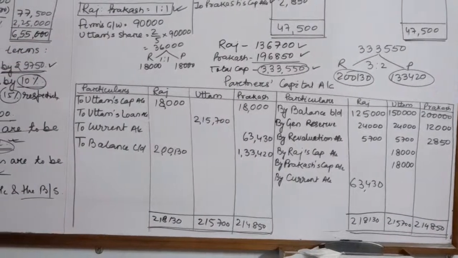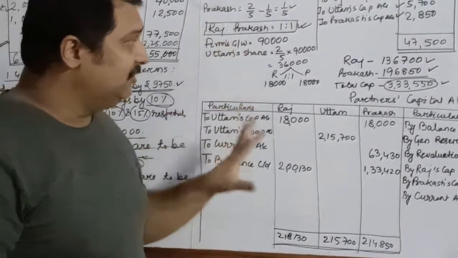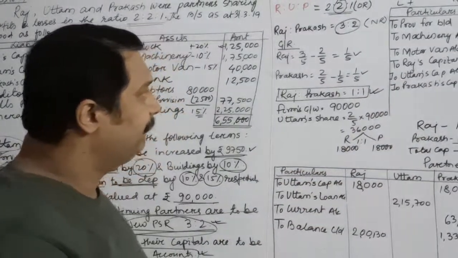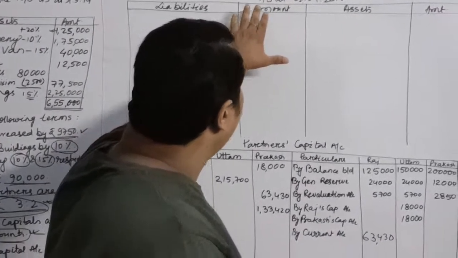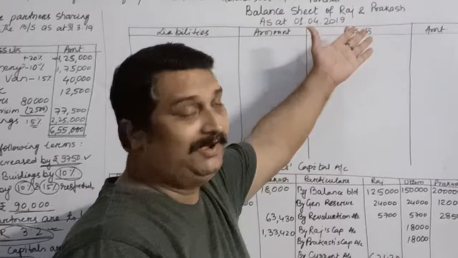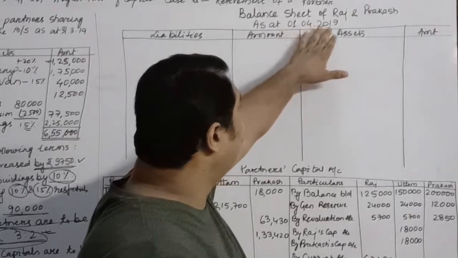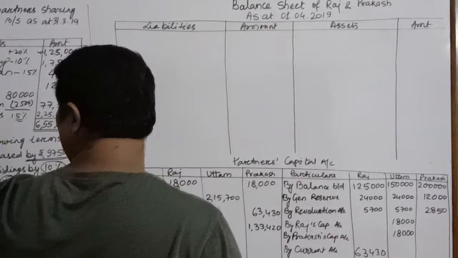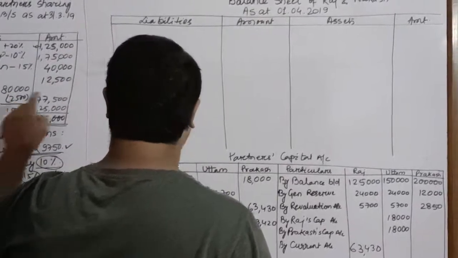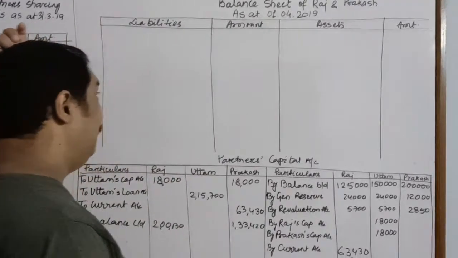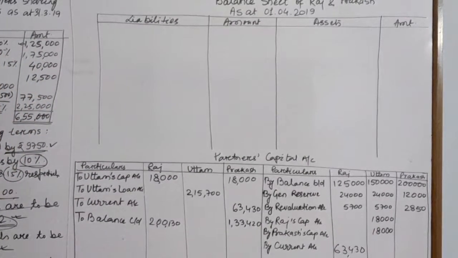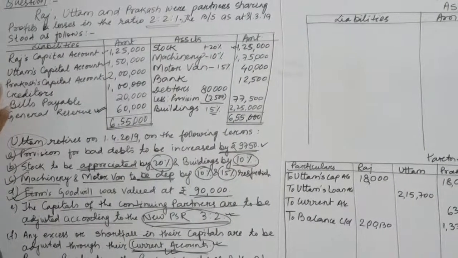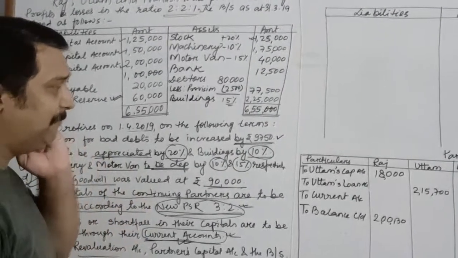So children, now it's time to prepare the balance sheet. I hope you all have understood the revaluation and partners' capital, and now we'll prepare the balance sheet. This is the format of the balance sheet of Raj and Prakash, because Uttam has already retired, as at 1st April 2019, because the old balance sheet was given as at 31st March and Uttam had retired on 1st April. So on 1st April we can create another new, reconstituted balance sheet, and we will begin with our items. The first three items are the capital accounts. So obviously all the three partners are not the continuing partners anymore.